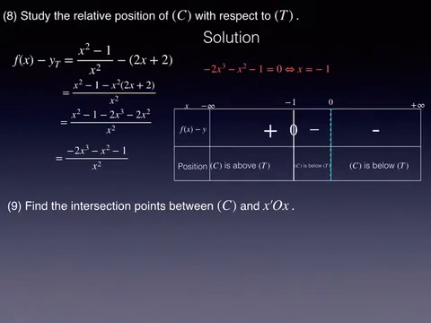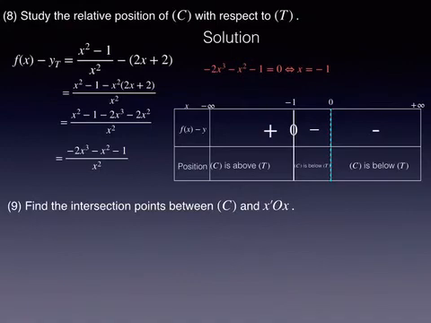So the intersection point here between the curve C and the tangent T has an abscissa minus 1, and if we plug minus 1 in the expression of f of x or in the expression of the equation of the tangent, you will get the same answer, which is 0. So the point minus 1, 0 is the intersection point between curve C and tangent T.